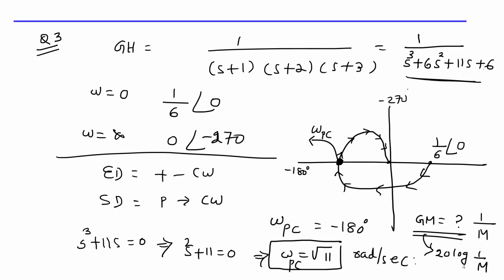You understand how to find the phase crossover frequency and how to find the k value. From omega PC equal to root of 11, you have to put the value in the transfer function to get the value of M. And gain margin is nothing but 1 by M. In dB, we take 20 log of 1 by M, yes.